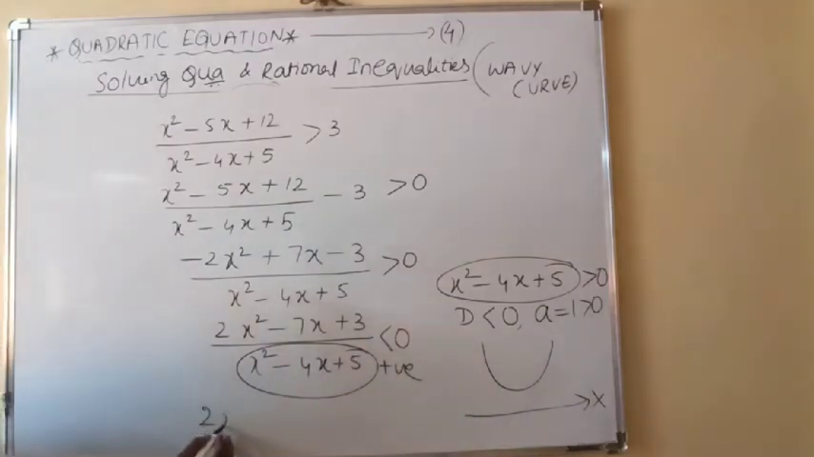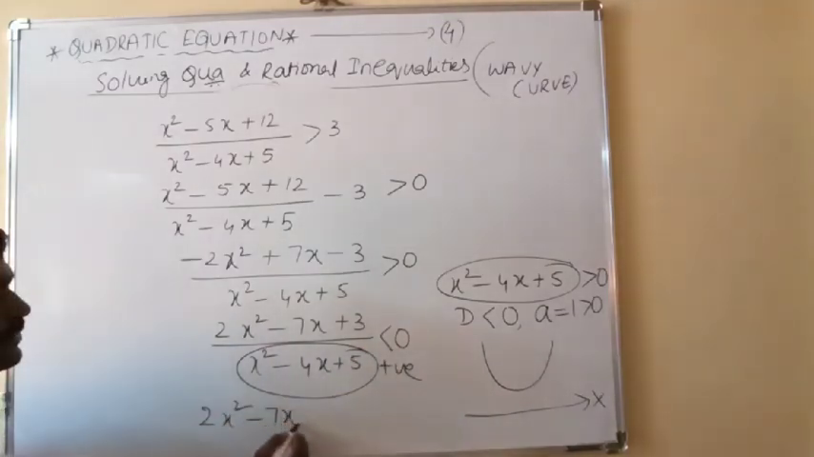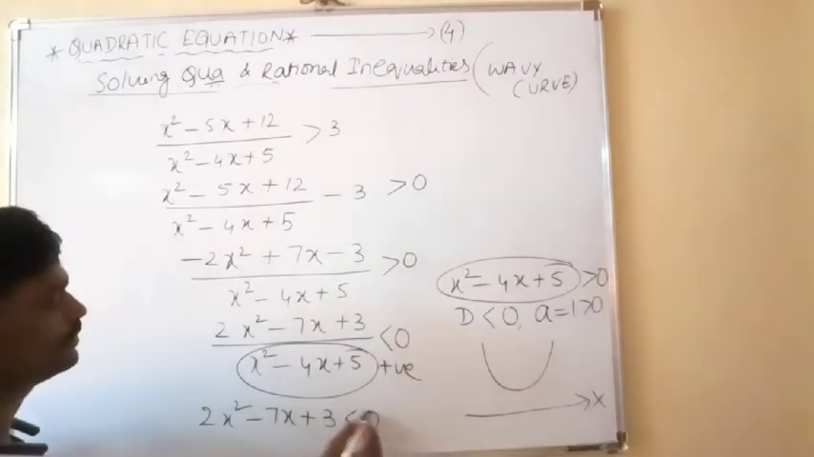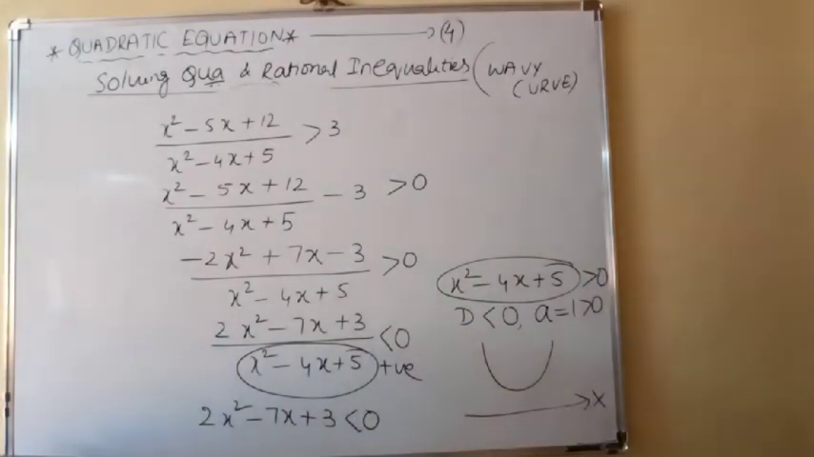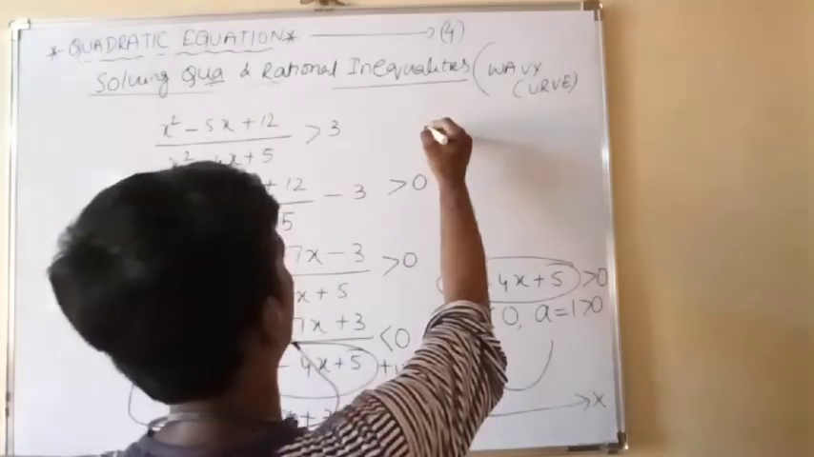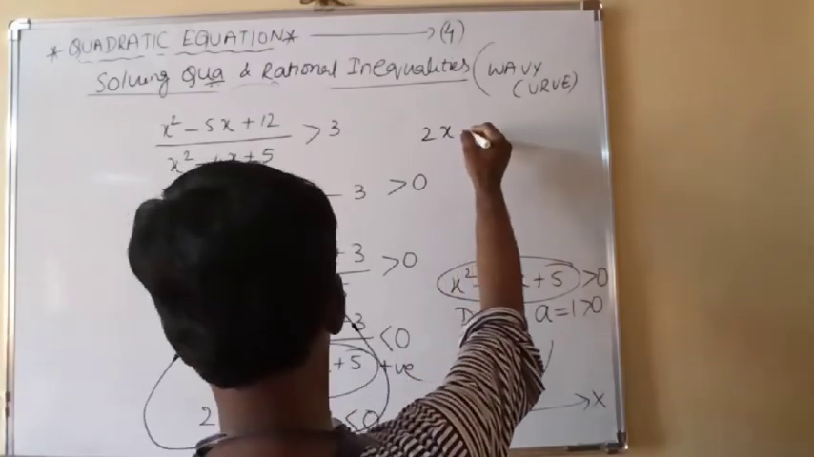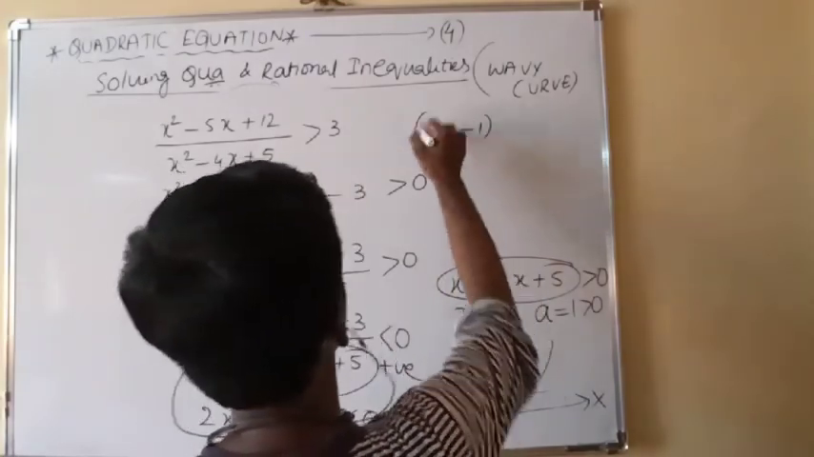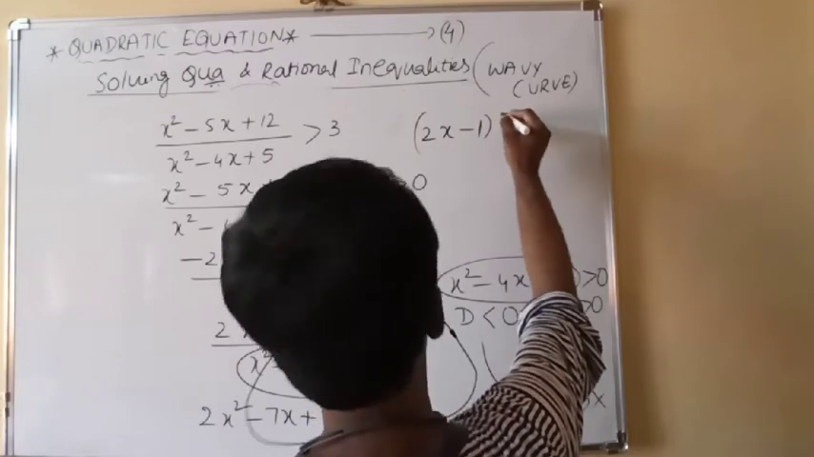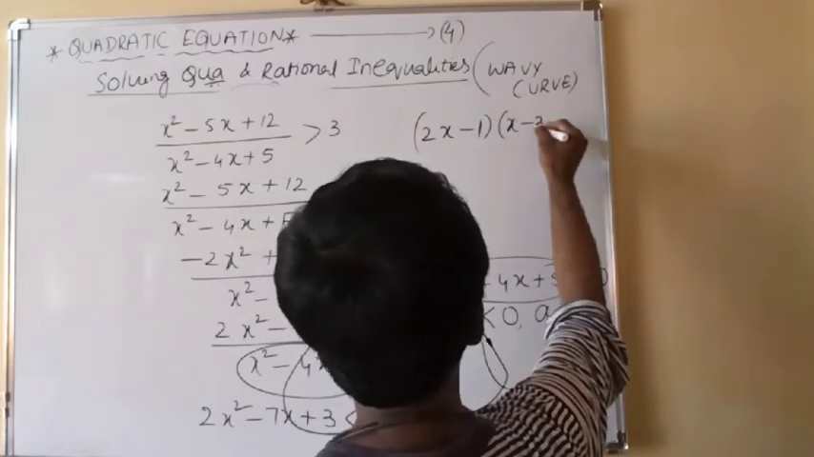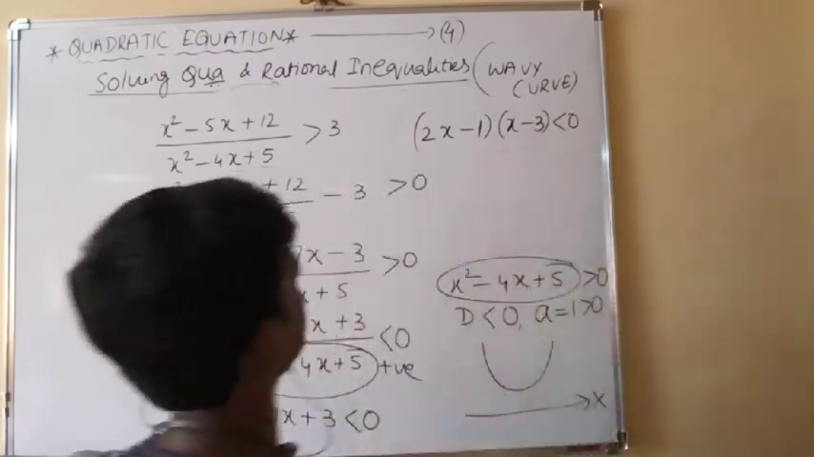Then what will you get? 2x square minus 7x plus 3 less than 0. So find the factors for 2x square minus 7x plus 3. I think you will get (2x minus 1) into (x minus 3) less than 0.